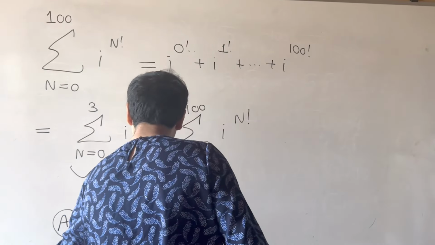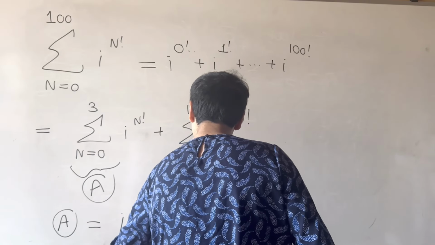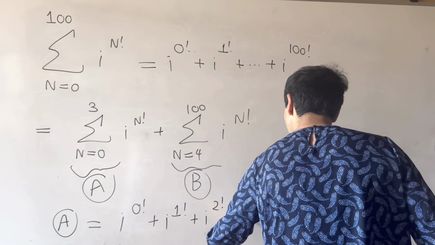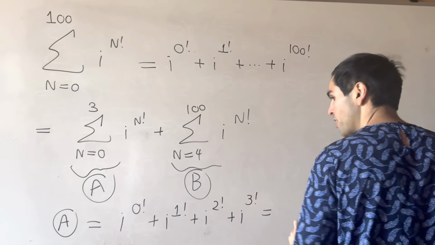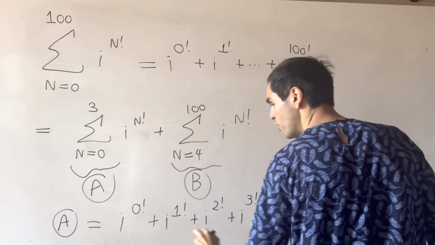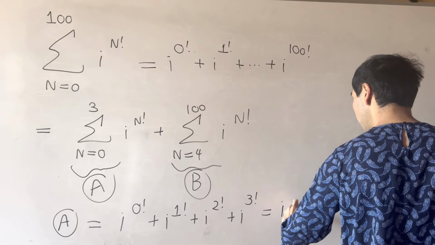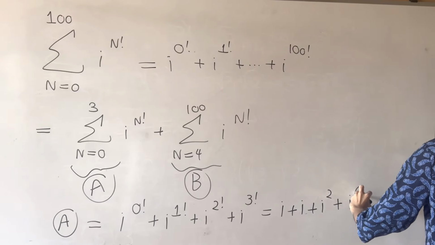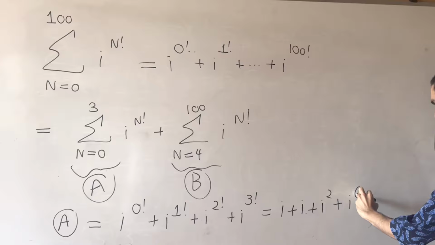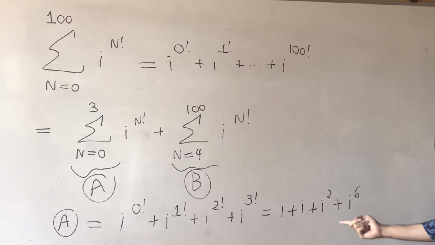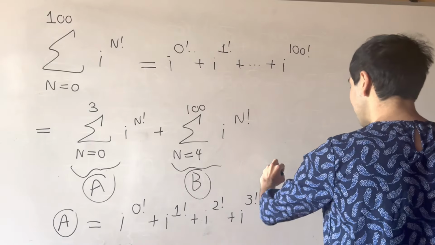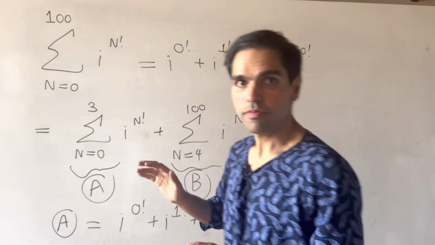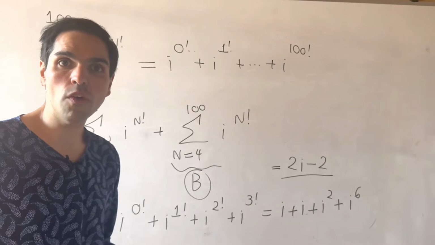what this is, it's i to the 0 factorial plus i to the 1 factorial plus i to the 2 factorial plus i to the 3 factorial. So in other words, 0 factorial is 1, so i plus i squared plus i to the 6th power. Now, i squared is minus 1, i to the 6th is also minus 1, so in the end, A is 2i minus 3. So remember that, because now we want to do B.